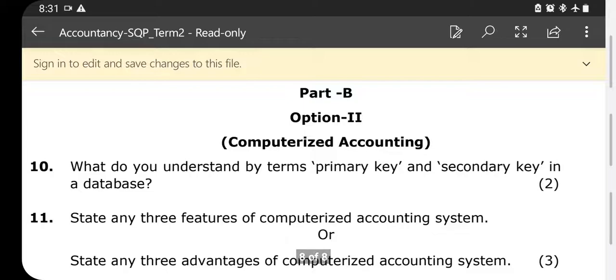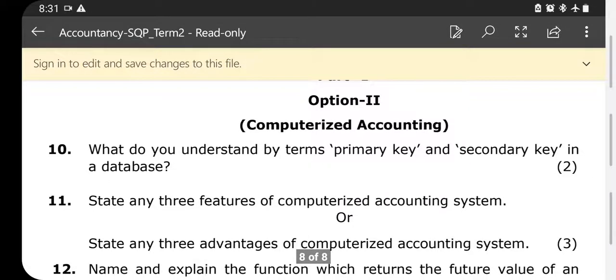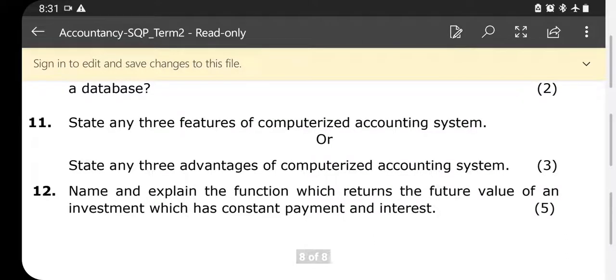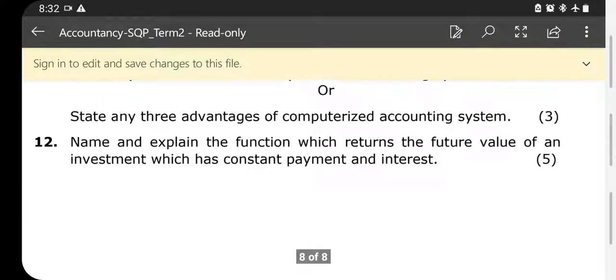Part B, option 2, computerized accounting. 10th question, what do you understand by the terms primary key and secondary key in a database? Only carrying 2 marks. 11th question, state any 3 features of computerized accounting system, or state any 3 advantages of computerized accounting system, carrying 3 marks. 12th question, name and explain the function which returns the future value of an investment which has constant payment and interest. This is carrying 5 marks.